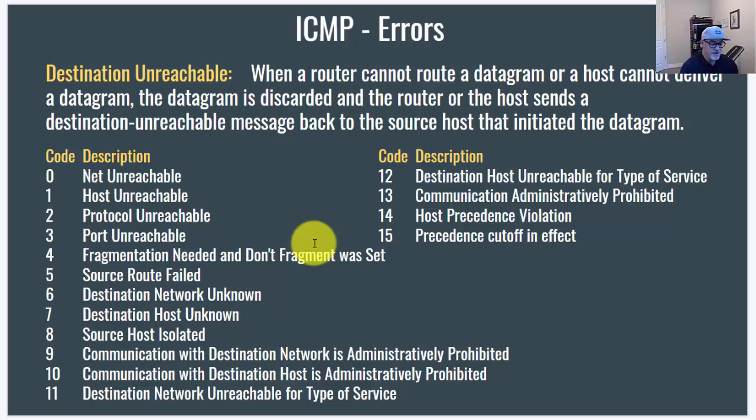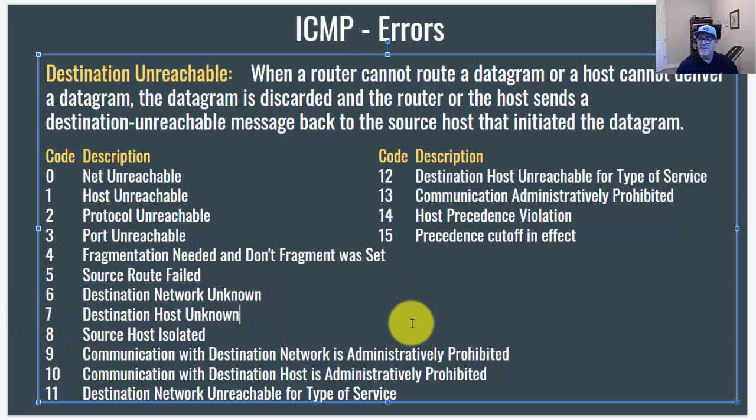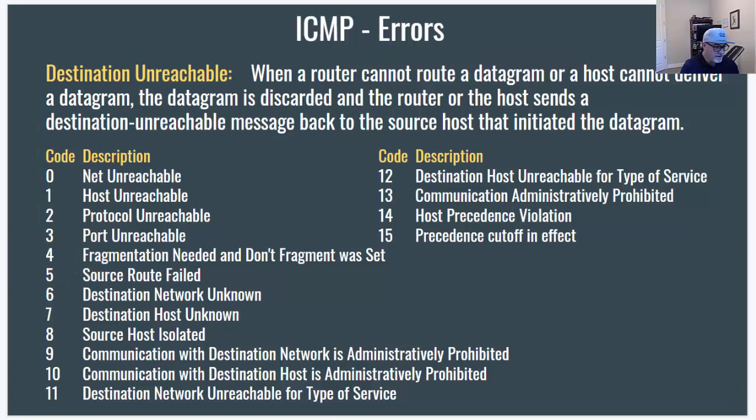And then these are some of the codes that could be in there along with the error message. So you could have here network unreachable, host unreachable, code 1, port unreachable, protocol unreachable. Maybe it's fragmentation needed and don't fragment was set. The destination network is unknown. The destination host is unknown. Notice code 7. So it would be fun to try to practice and see some of these responses, which we can do here in a second. Okay.